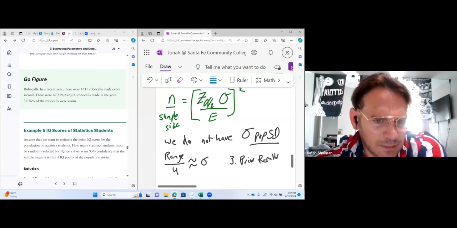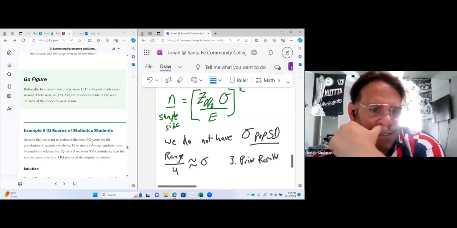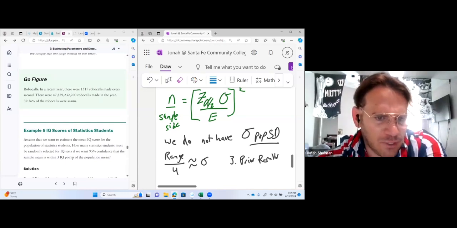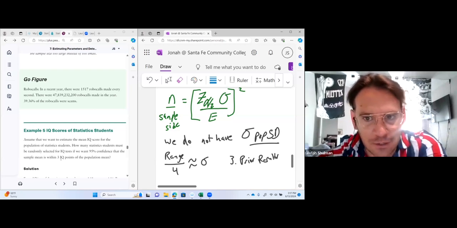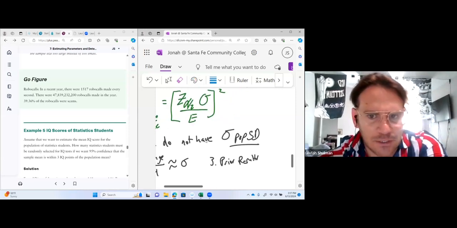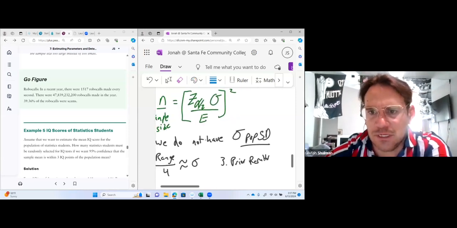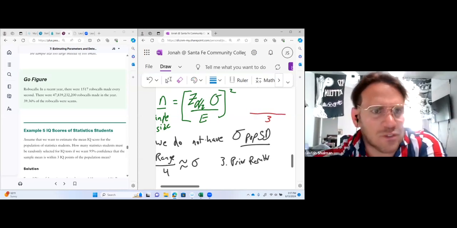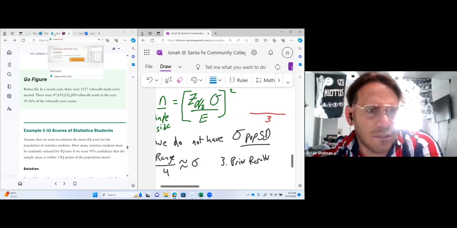Assume we wanted to estimate the mean of IQ scores for a population of statistics students. How many statistics students must be randomly selected for an IQ test if you want to be 95% sure that the sample mean is within 3 IQ points of the population? So 3 IQ points, that's the error, right? Right away, we know our error is going to be 3. We want to be 95% sure, so we need to get our z-score.